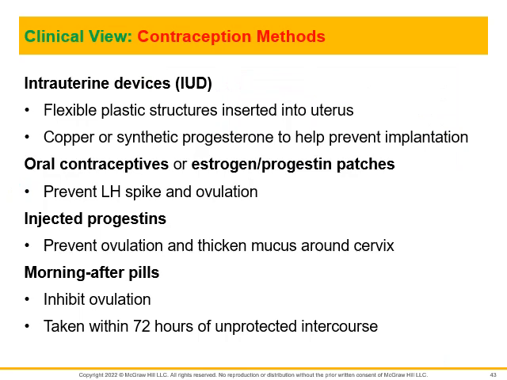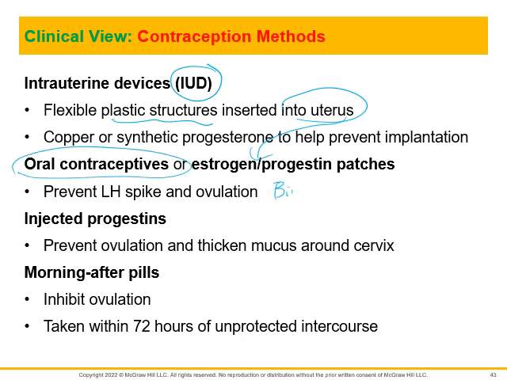Some additional contraception methods, we have an IUD. An IUD is a flexible plastic structure that's inserted into the uterus. I'll show you on the picture in just a second. It can also have hormones that are being released continuously from that device. Oral contraceptive, here we're talking about birth control pills. And there's all different kinds, right? Usually they're going to prevent a spike in LH that will prevent ovulation.